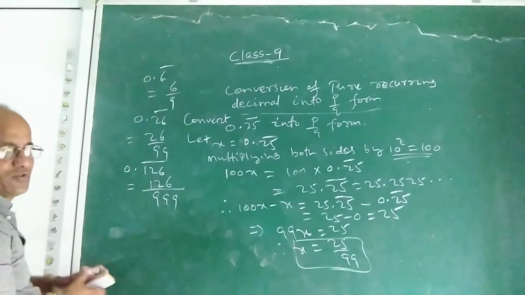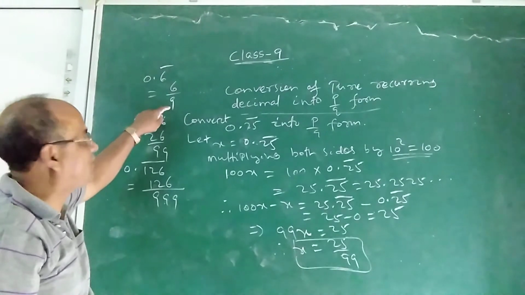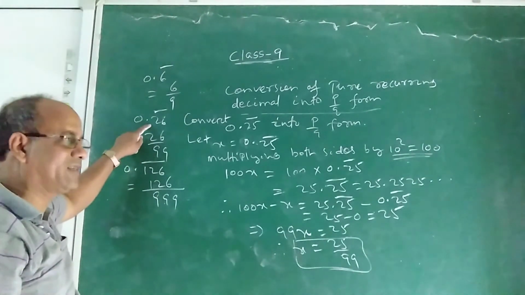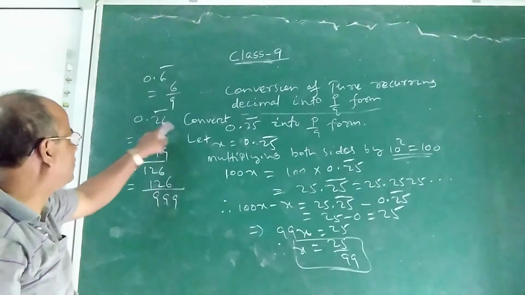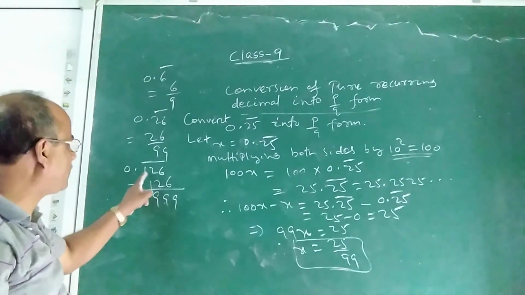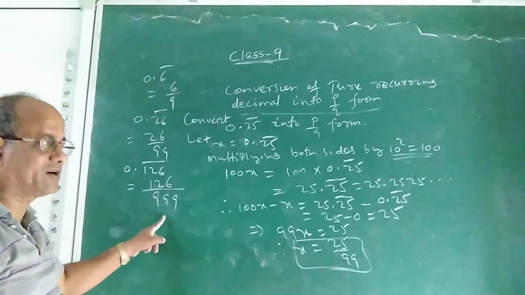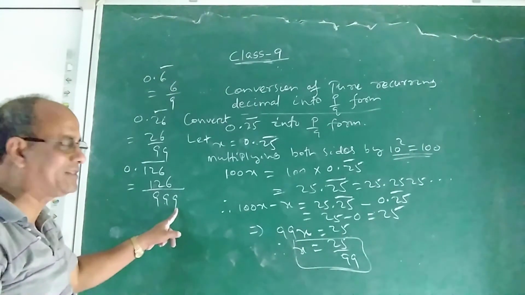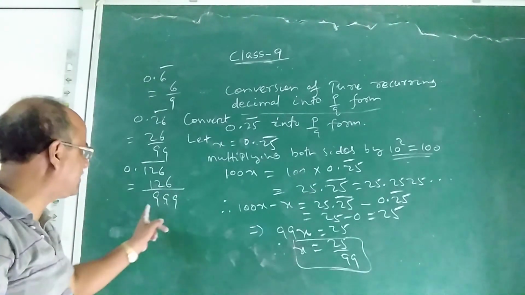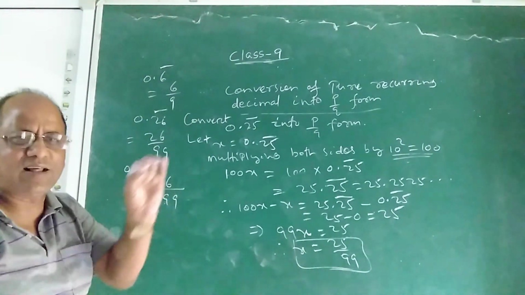What is the common observation? The common observation is when the bar is on one digit, it is 6 by 9. Only one 9 is coming. When the bar is on 2 digits, in the numerator the same number is coming. Look at the denominator. There are 2 digits, so put 2 nines, it is 99. Look at the third number. It is 0.126 bar. Now the bar is on 3 digits. So the numerator will be 126. And what about the denominator? There will be 3 nines. Why will there be 3 nines? Because the bar is given on 3 digits. Hence there will be 3 nines in the denominator. This is the easy technique to write the answer instantly.